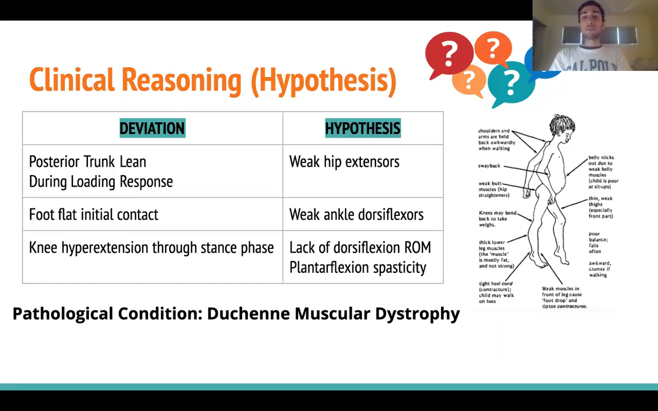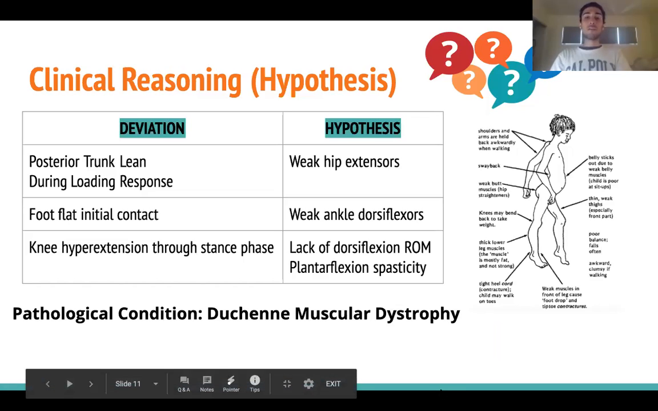The knee hyperextension through stance serves as a potential compensation for lack of ankle range of motion into dorsiflexion as the body progresses over the stance limb. This may be due to plantar flexion spasticity. A potential hypothesis for the patient's pathological condition is Duchenne's muscular dystrophy, as the patient presents with some of the hallmark postural and gait deviations associated with Duchenne's, similar to the picture on the right.